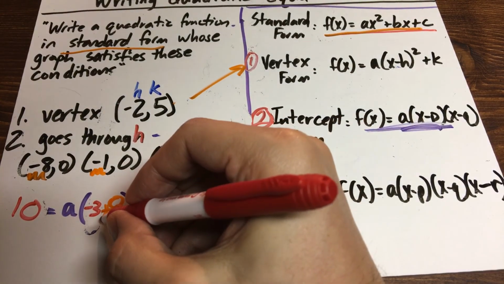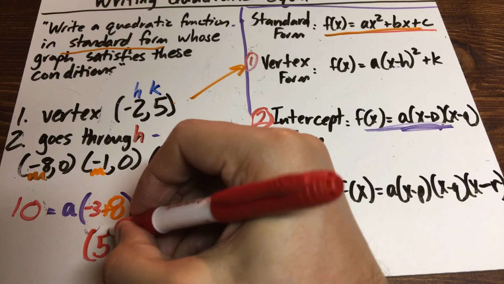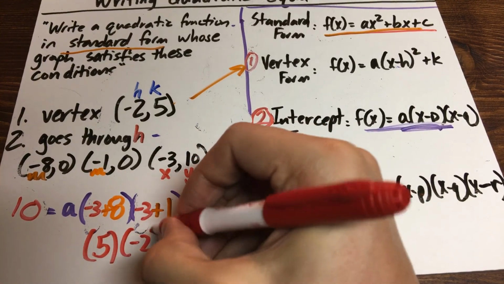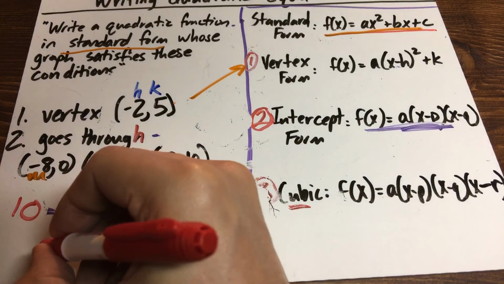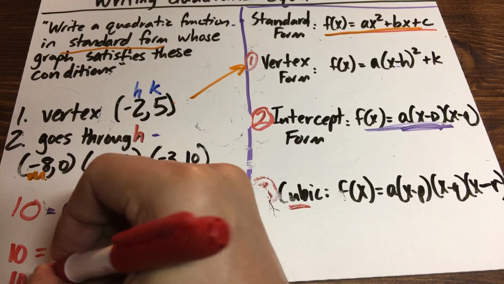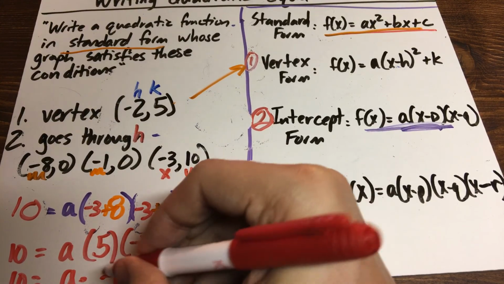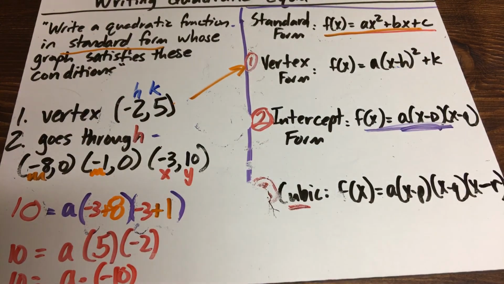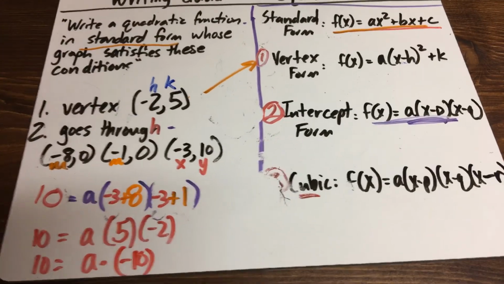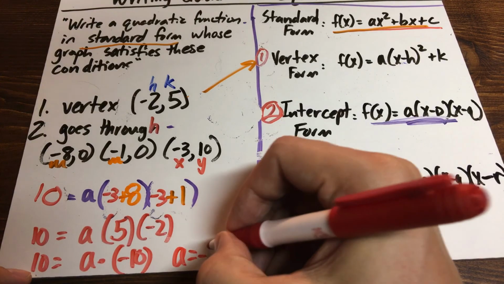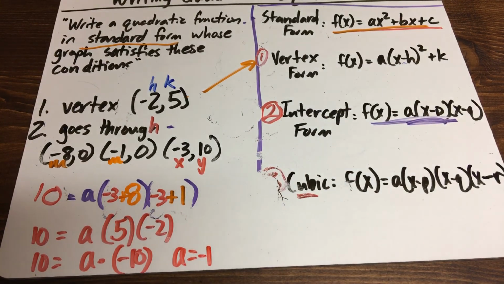And let's see, negative 3 plus 8, that's 5. Negative 3 plus 1, that's negative 2. So what I have is 10 equals A times 5 times negative 2, which is negative 10. So negative 10 times something equals 10. That's got to be negative 1, right? So 10 divided by negative 10 is negative 1. So my A is negative 1.